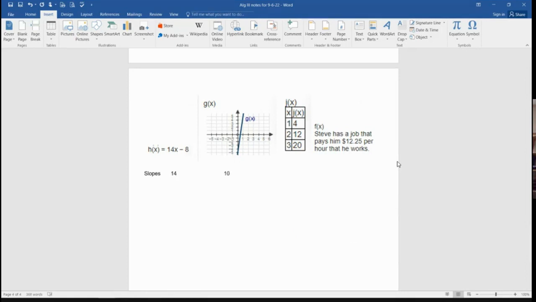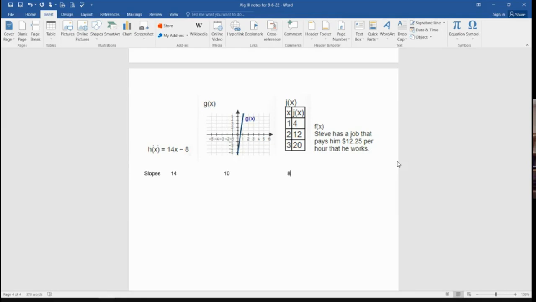What is the slope of our table, j of x? When x is 1, the y is 4. When x goes up to 2, it moves up to 12. When it goes to 3, then the y, or j of x, is 20. How do we find the slope for the table? The slope is how much does the equation change every time x goes up 1? Well, in this one, they gave us a nice table where the x does go up 1. So this one has a slope of 8. Very good. So you guys got that in the chat.